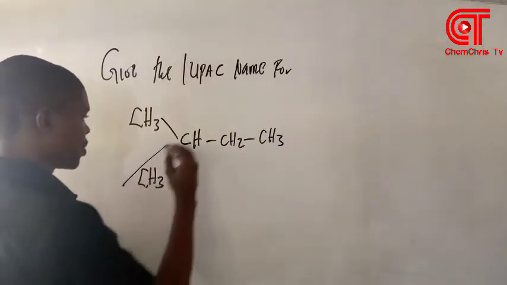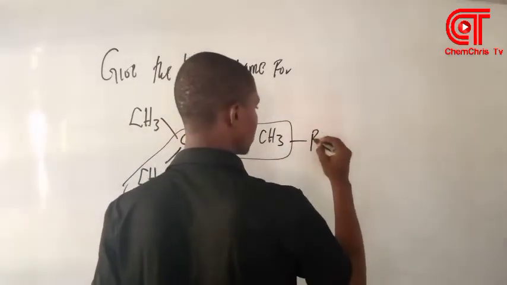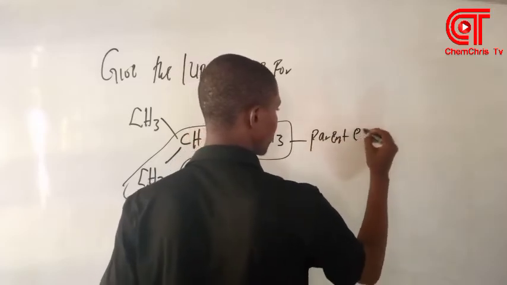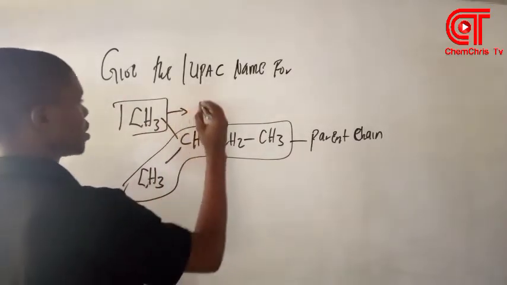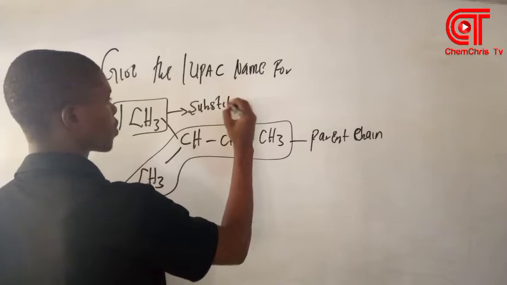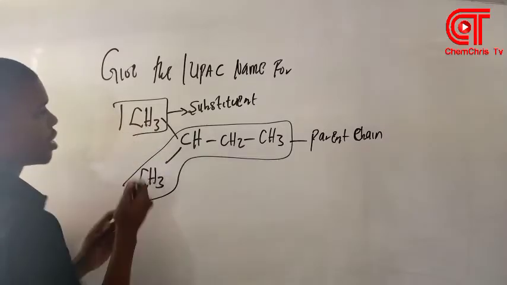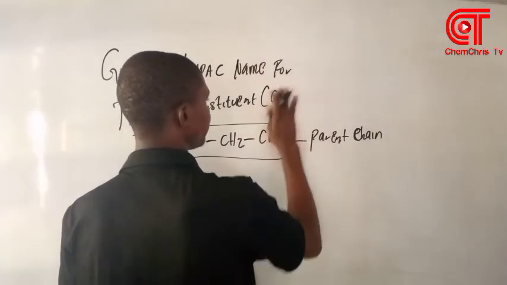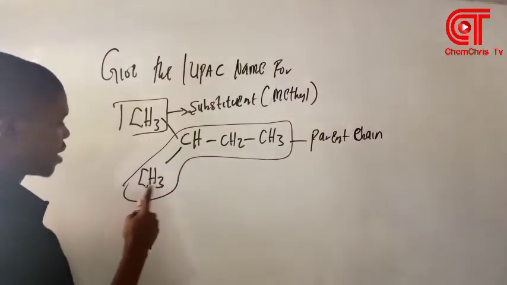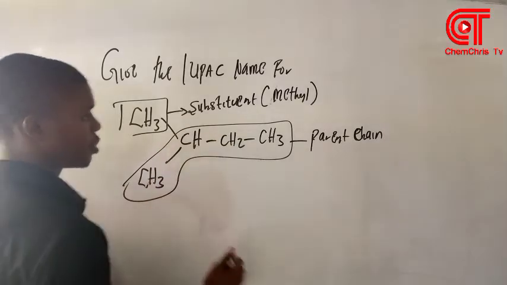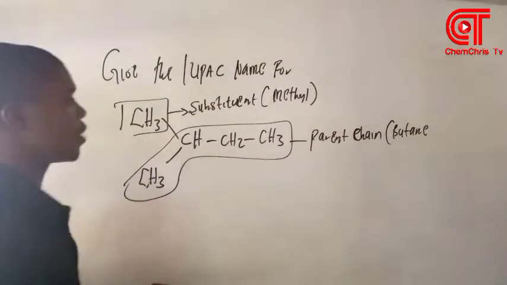If I take from here to here, that is going to be the parent chain. Then this here will become a substituent. The name of this substituent here is methane, methyl. Now, this parent chain is how many carbons? 1, 2, 3, 4. It is going to be butane. So this is the first thing to do here.